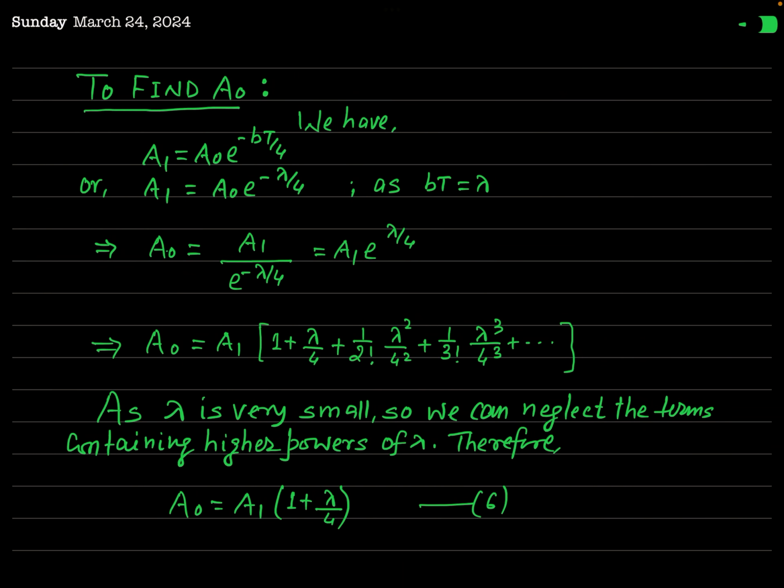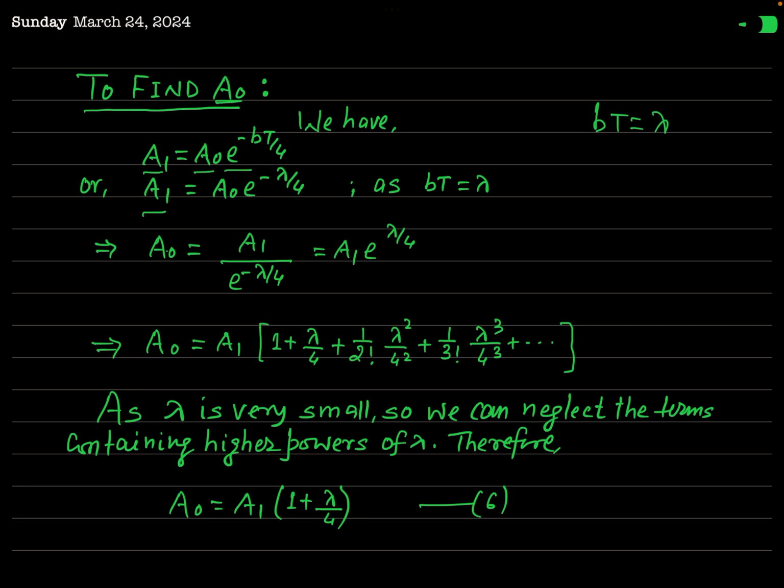Now in terms of this logarithmic decrement, you can find the value of a naught, that is the amplitude at t equal to 0. We can obtain it. You can see we have just seen that a1 is equal to a naught times e to the power minus b T by 4. But you have seen that this b T is lambda, the logarithmic decrement.